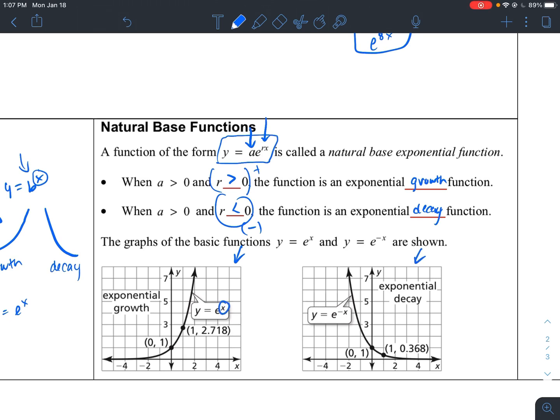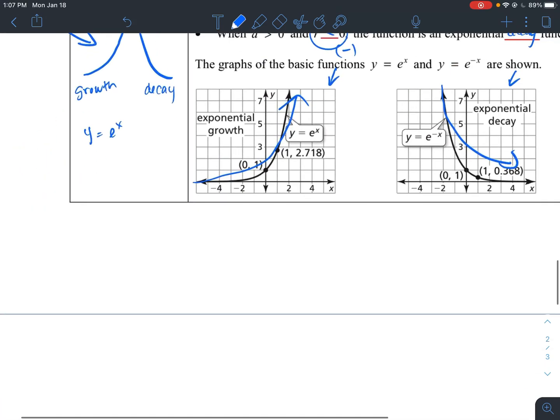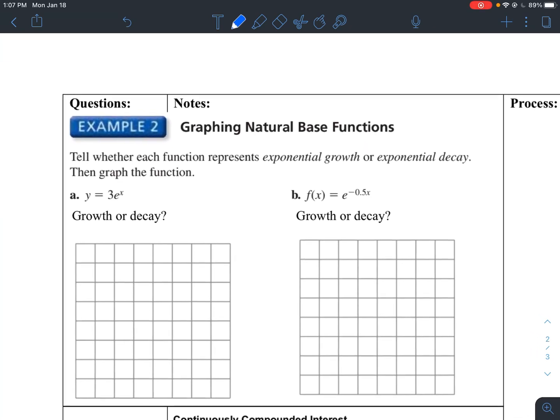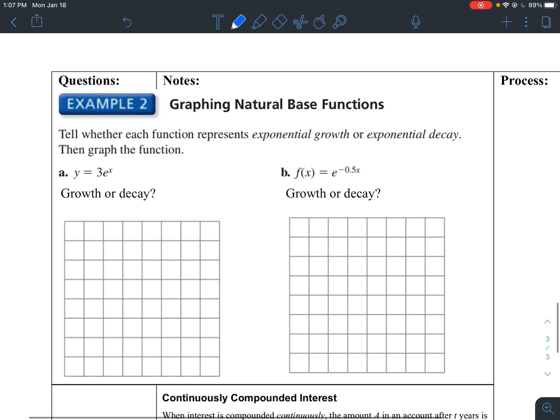So again, if the x is positive, it's growth. If the x is negative, it's decay. And if it's growth, then going left to right, the y values are increasing. But if it's exponential decay, going left to right, the y values are decreasing, hence decay and growth. So let's talk about how we can graph these natural base functions. Tell whether each function represents growth or decay, and then graph the function.